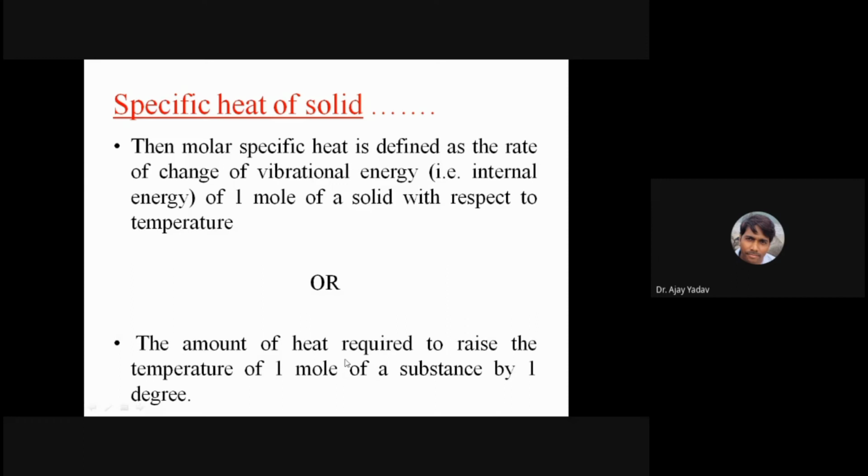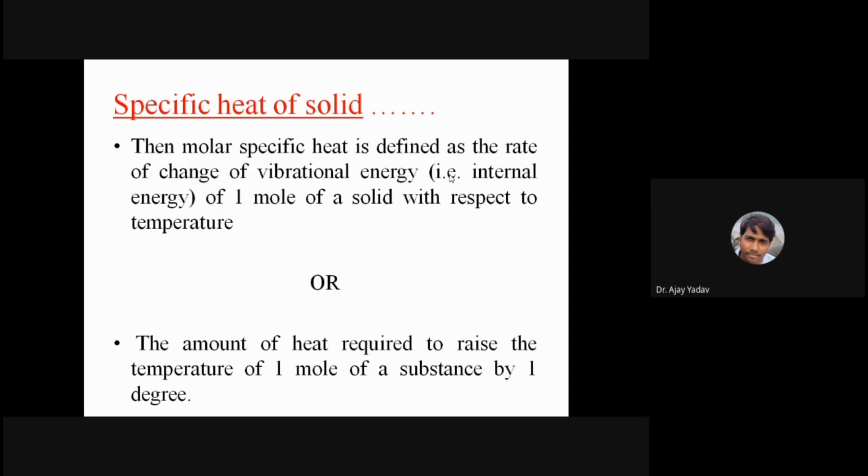Same statement I am rewording here in the upper three lines. So the molar heat capacity, which is the amount of heat required to raise the temperature by 1 degree, is nothing but the rate of change of vibrational energy, that is the internal energy of 1 mole of a solid with respect to the temperature. So see here, the heat capacity at constant volume is nothing but the rate of change of vibrational energy, that is the internal energy of 1 mole of a solid with respect to the temperature.